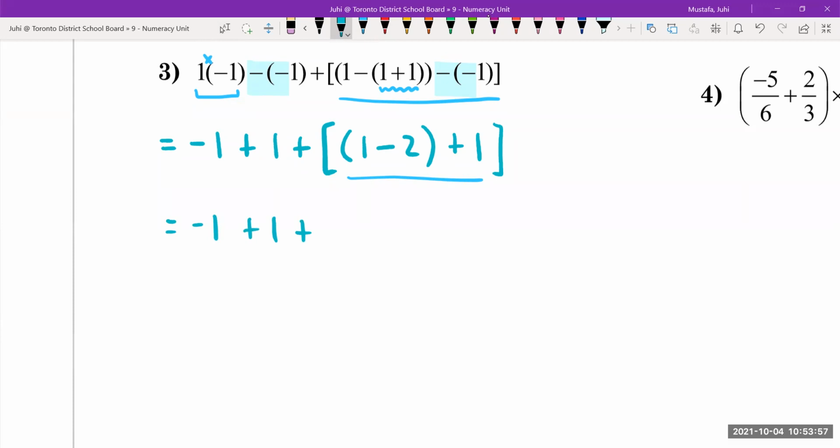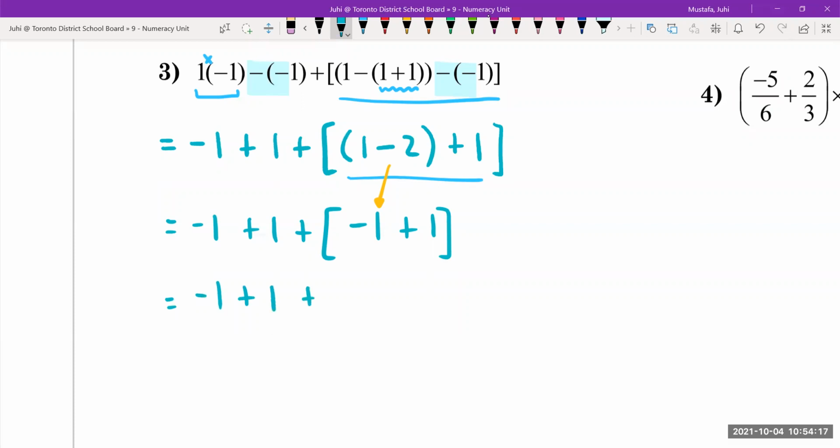What is 1 take away 2? Yep, -1. So now inside this bracket, this will clean up to be -1 plus 1. So again, visually, we just solved this and we got this as our answer. And now I'm going to finish up solving that bracket. So it's going to be -1 plus 1.